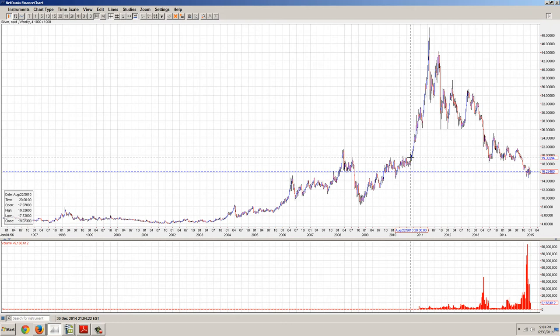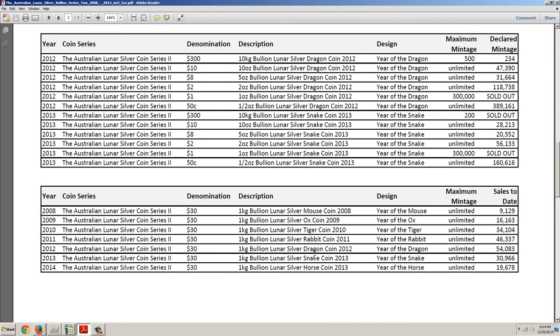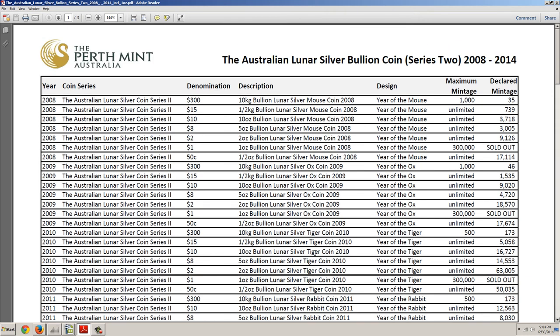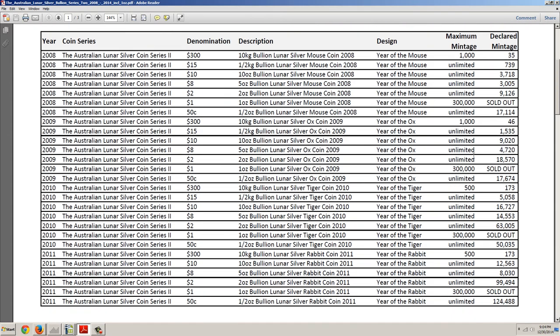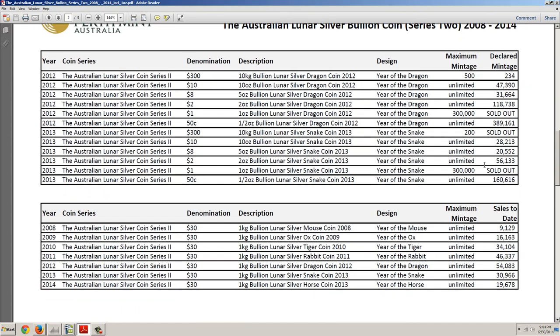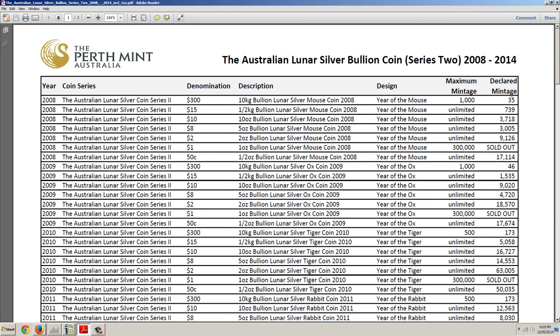So I wanted to go and look at my favorite series of them all, and that's the Lunar series. Now let's start off and look at the mintage, because this is going to be, as it turns out, the most important thing. Now, I've covered this before. The 1 ounce coin always has that 300,000 allotment, and then there's the declared mintage.